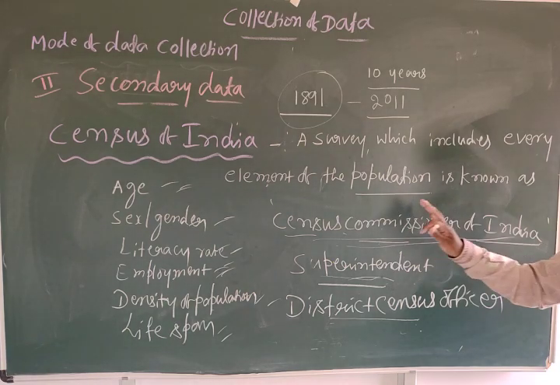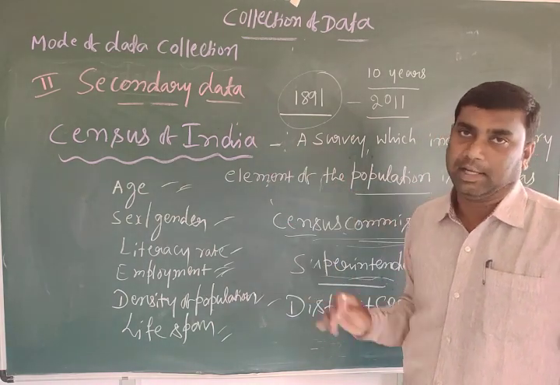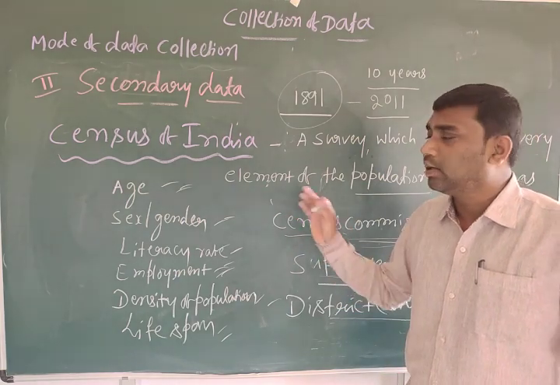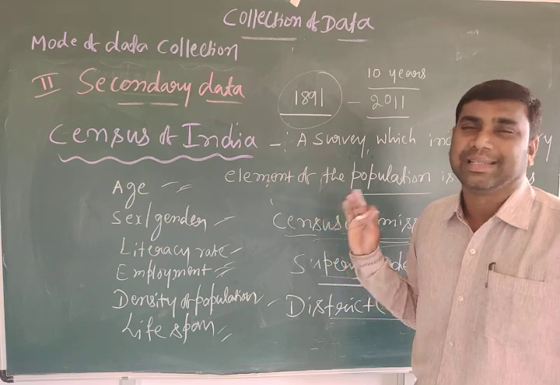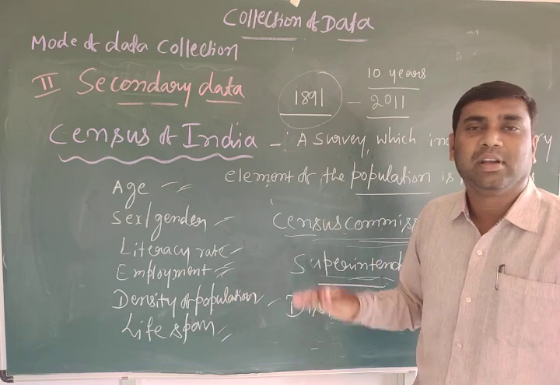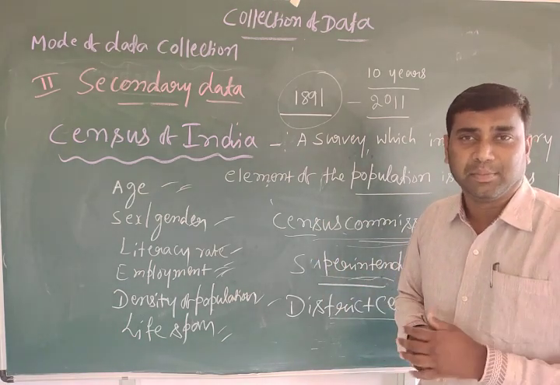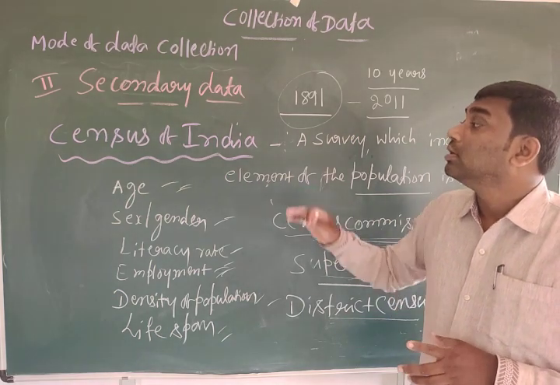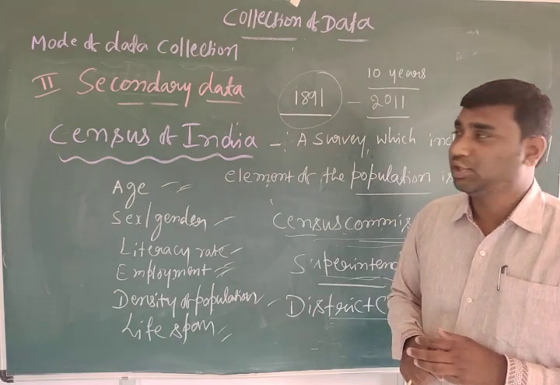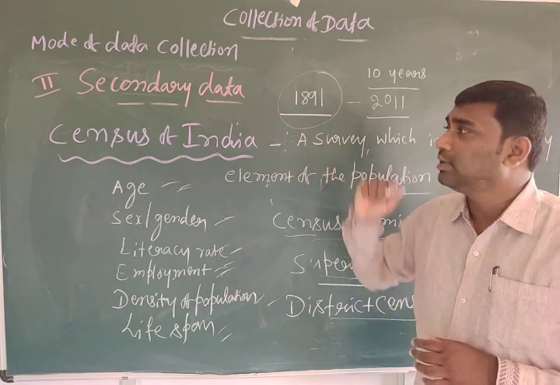The Census of India is one of the most important sources of secondary data. Secondary data has many sources, among which I already explained the CSO, the Central Statistical Organization, the Reserve Bank of India bulletins, the Economic Survey, the Finance Commission, the Census of India and the NSSO, the National Sample Survey Organization. So it is also one of the important sources to collect data under secondary data.